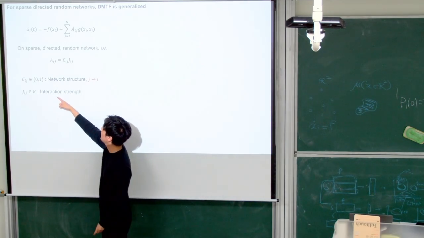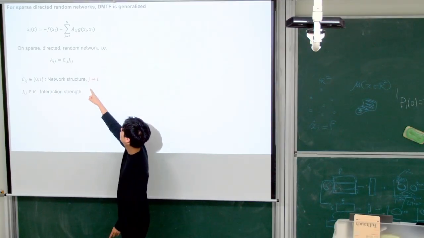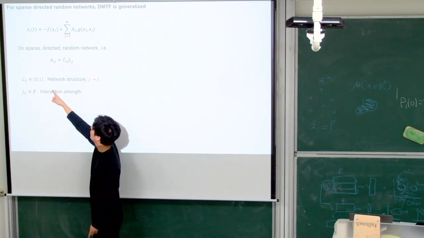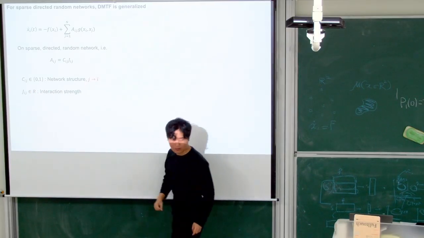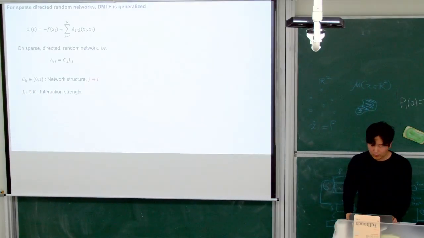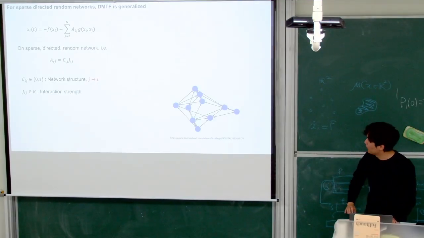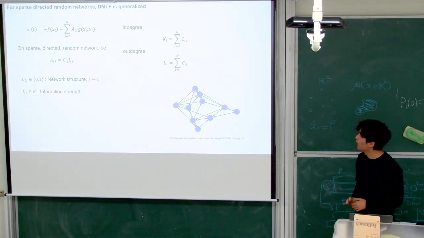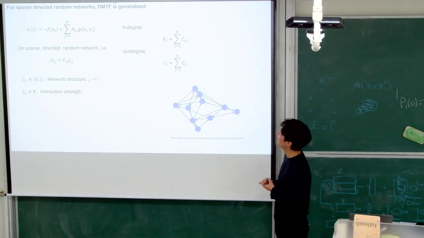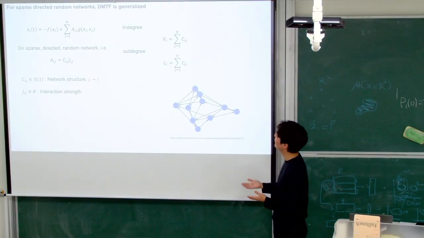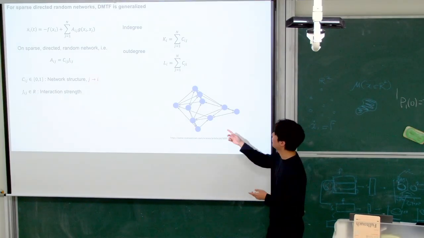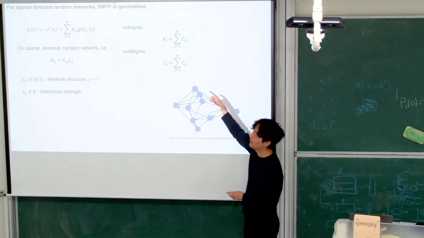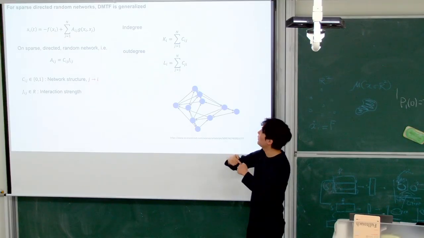Cij is either 0 or 1: 1 if there is a force coming from j to i, and 0 if there is no edge. For instance, we have this picture. Since the graph is directed, there are two notions of degree, in-degree and out-degree. The in-degree Ki means the forces coming into the node i.